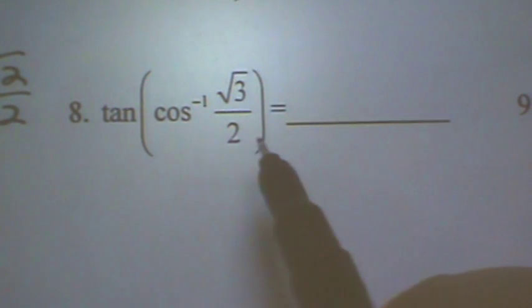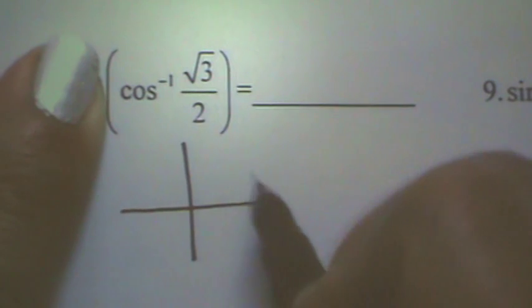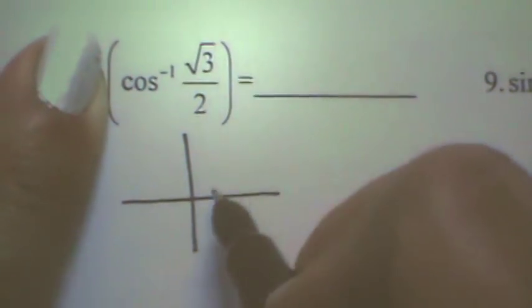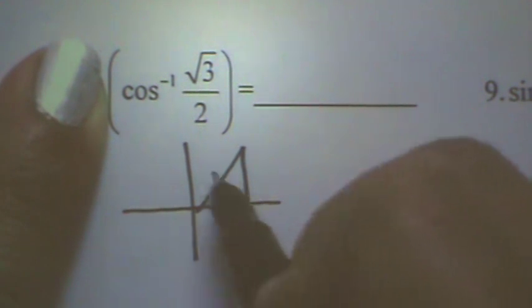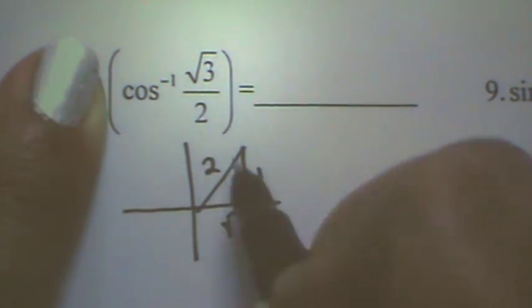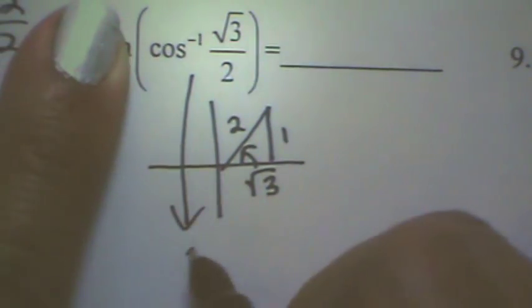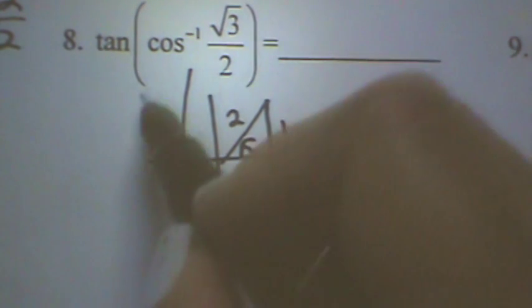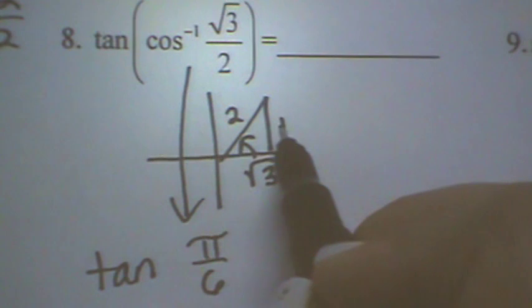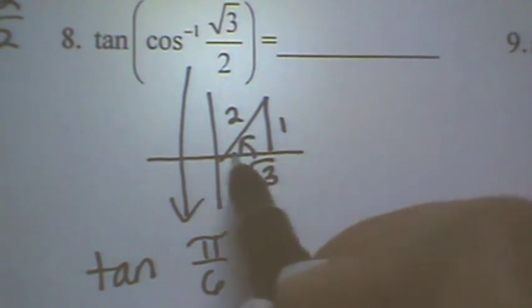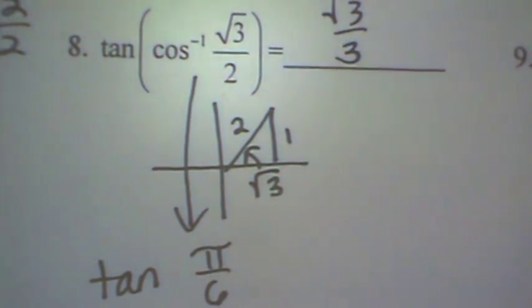Inverse cosine, root 3 over 2. What quadrant are you in? It's a positive ratio, so you're in quadrant 1. Label this side root 3, this 2, and this 1. What angle is this right here? That's a 30, which is pi over 6. So now what is the tangent of a pi over 6 angle? What's the ratio here? 1 over root 3 or root 3 over 3.